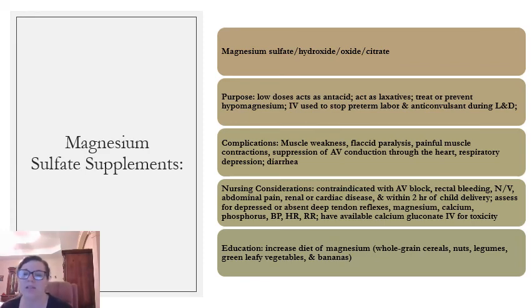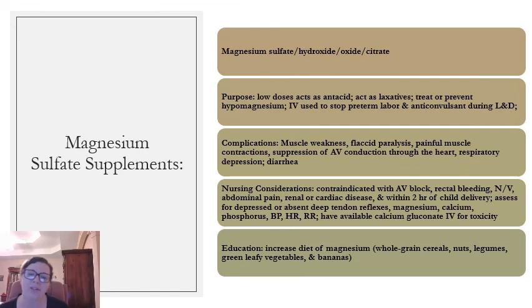Very important drug. So complications are going to be muscle weakness, flaccid paralysis. So it's not paralysis stuck in one position, stiff; it's actually flaccid paralysis. Painful muscle contractions, suppression of AV conduction through the heart, so we can have some dysrhythmias here, and respiratory depression. So this one can get pretty bad. So this one needs to be, of course, monitored pretty closely. And of course, diarrhea, because some of them act as laxatives and get rid of, therefore, a lot of the electrolytes. If you haven't noticed a trend yet, you should.